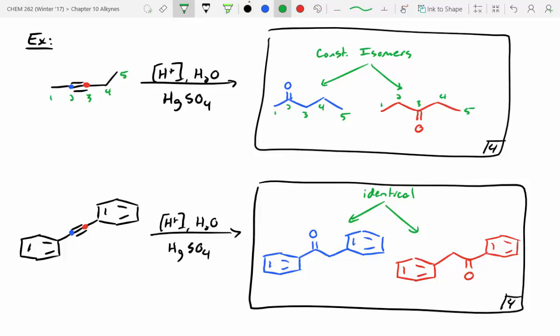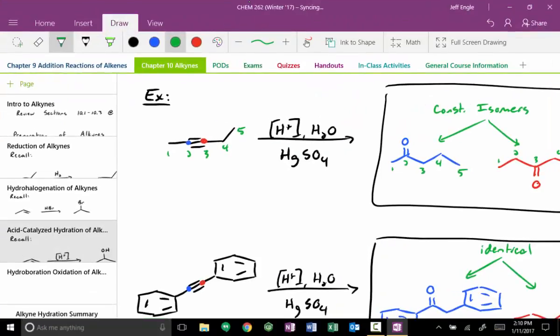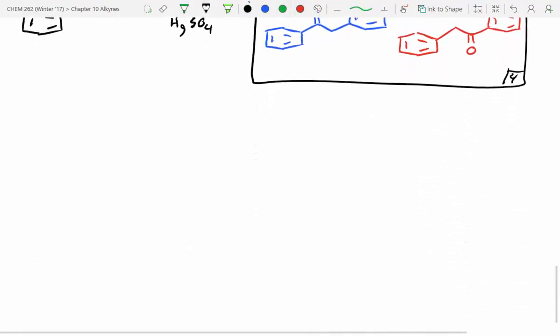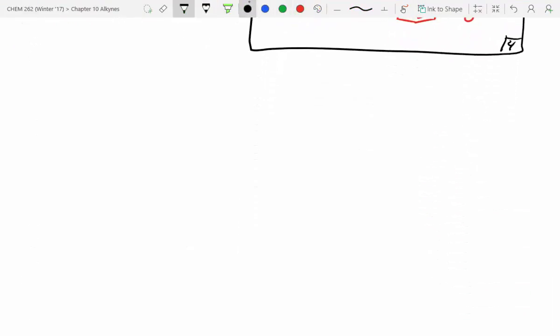So let's make a note of this, that you have to be careful anytime you have unsymmetric internal alkynes. With unsymmetric alkynes, you will get 2 different products.